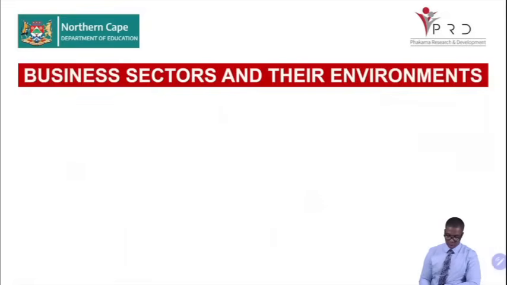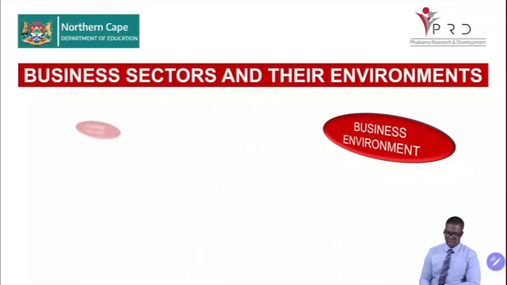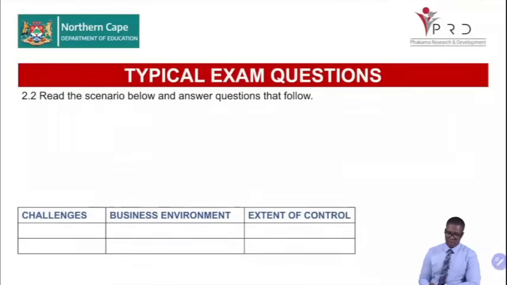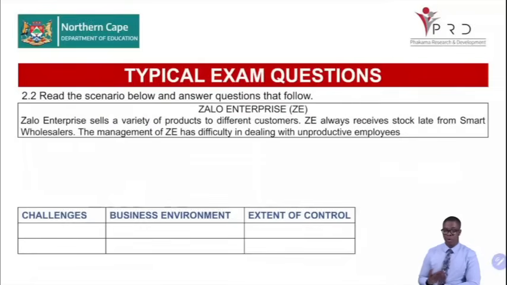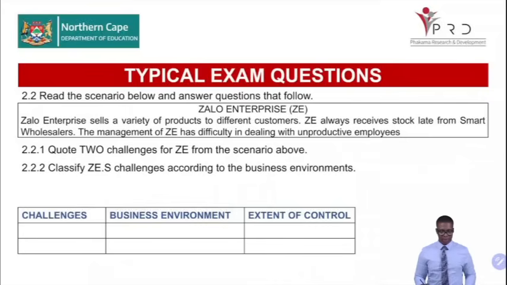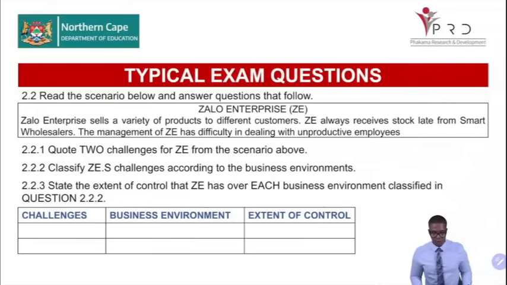Then, as we proceed, we look into business sectors and their environments. Business sectors and their environments. And these are the typical 3 or 6 marks that you should take advantage of. We have Zalo Enterprise, and we have these 3 questions that we should be able to answer. Zalo Enterprise sells a variety of products to different customers. Now, ZE always receives stock late from smart wholesaler, and the management of ZE has difficulty in dealing with unproductive employees. Now, quote 2 challenges from ZE from the scenario above.